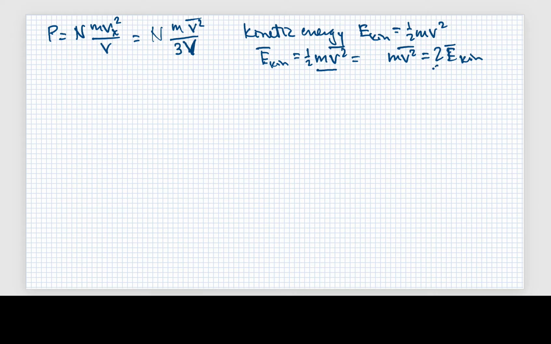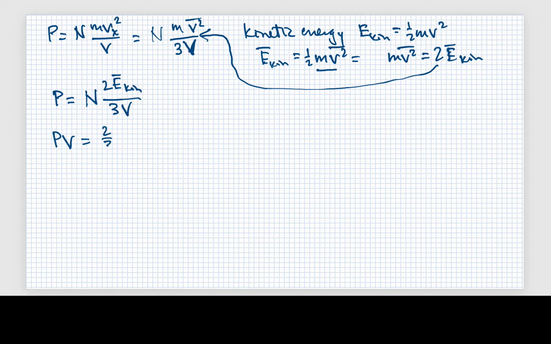So now if I substitute this into the numerator of this fraction, I'll have that pressure is equal to N times the average of the kinetic energy times 2, divided by 3 times the volume. Well, this is looking kind of suggestive. If I multiply both sides by volume, I'm going to find that pressure times volume is equal to 2/3 the number of particles times the average kinetic energy of those particles.